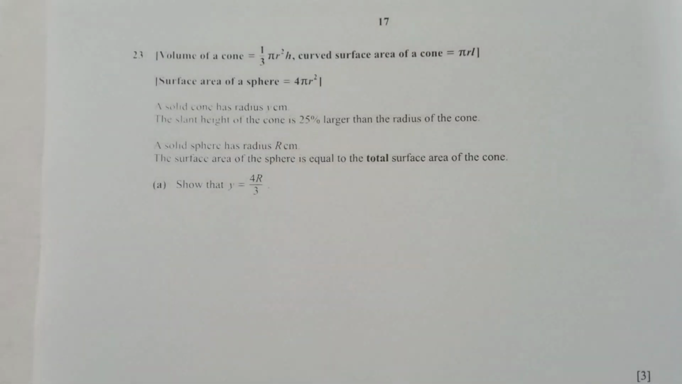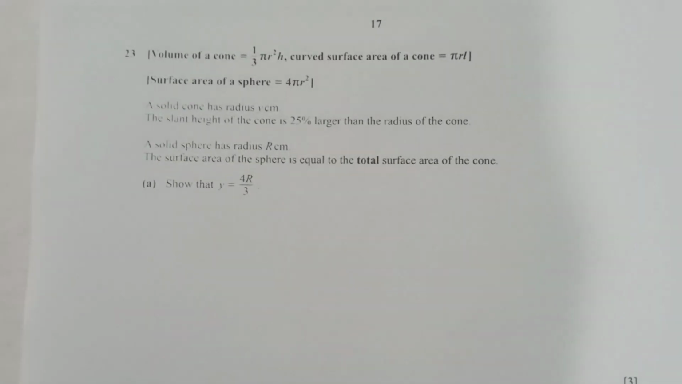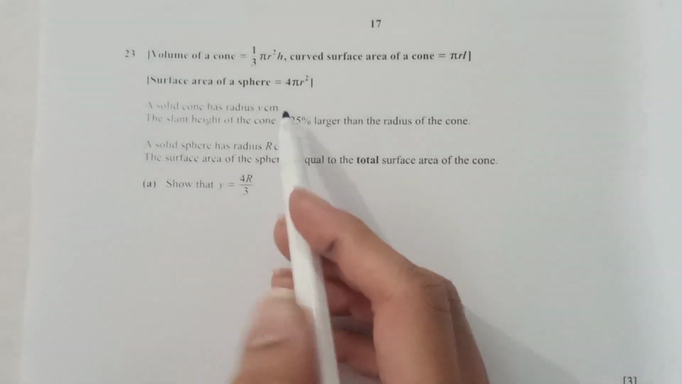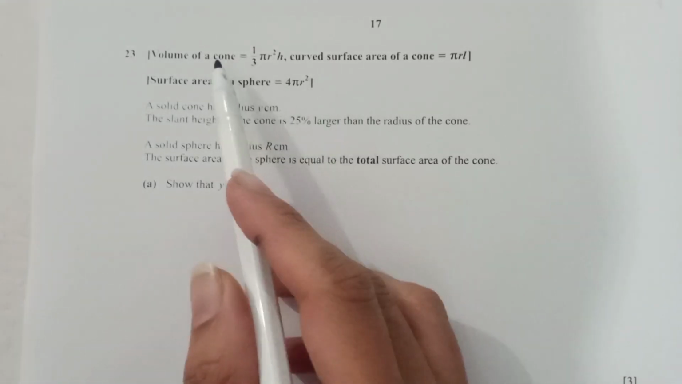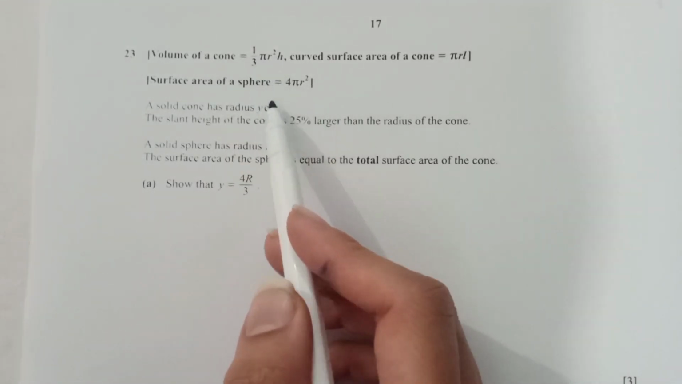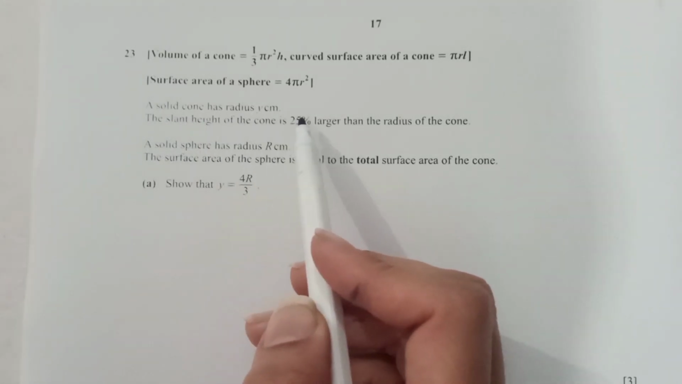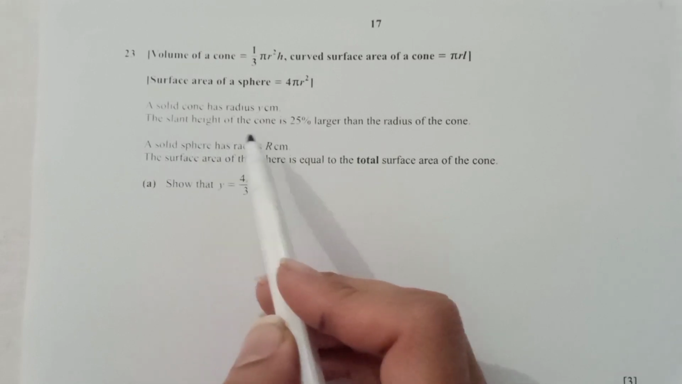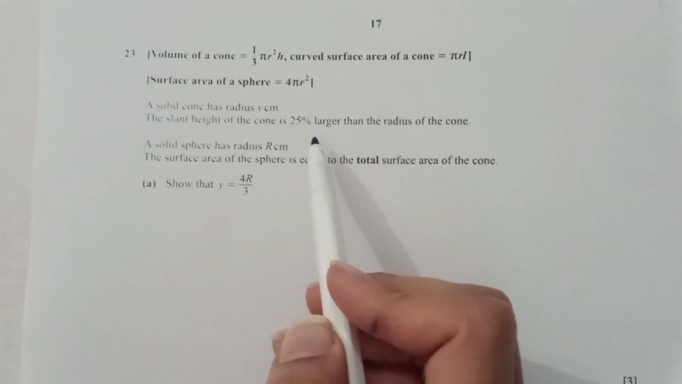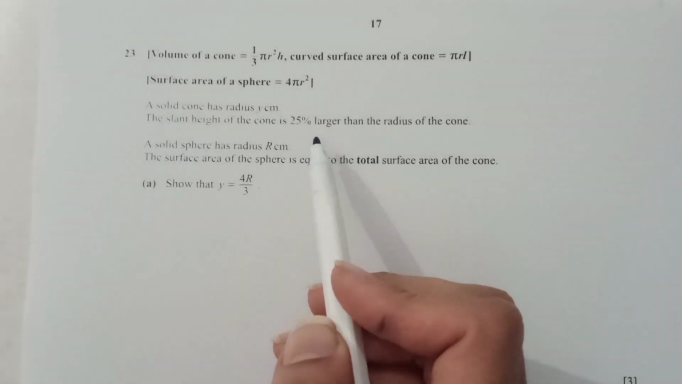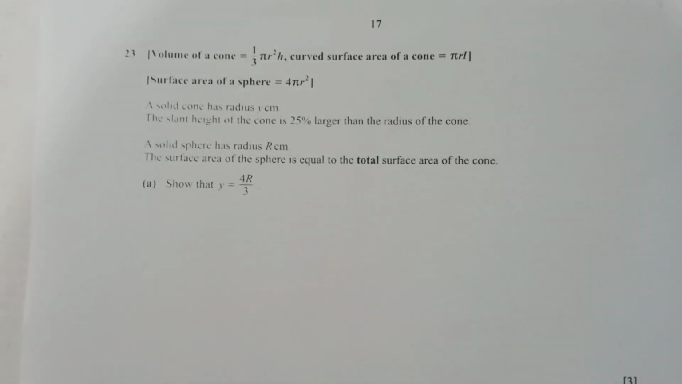Now students, question number 23: volume of a cone is equal to 1 by 3 pi r square h. Curved surface area of a cone is pi r l. And surface area of a sphere is 4 pi r square. These are the three formulas which are provided to us, and the question is that a solid cone has radius 5 centimeter. The slant height of the cone is 25 percent larger than the radius of the cone.